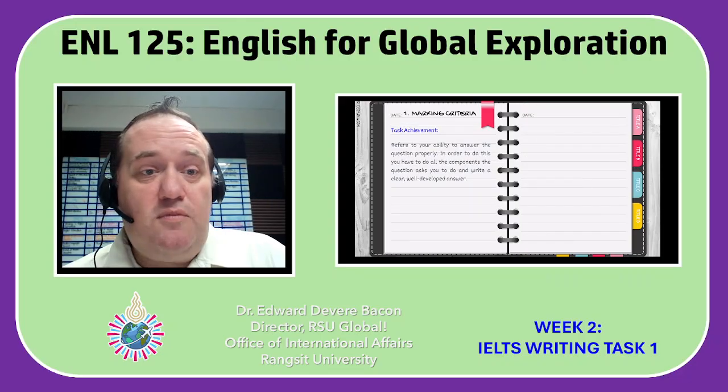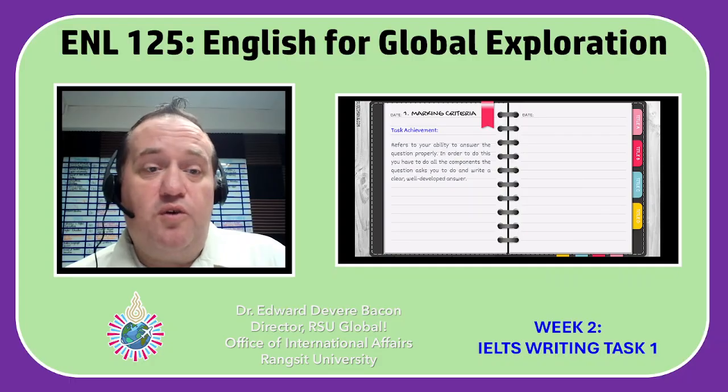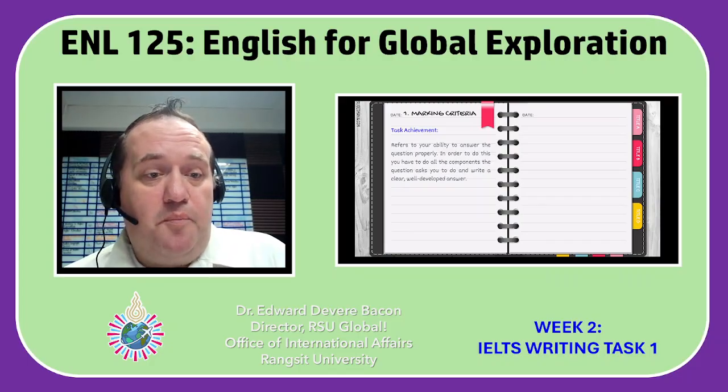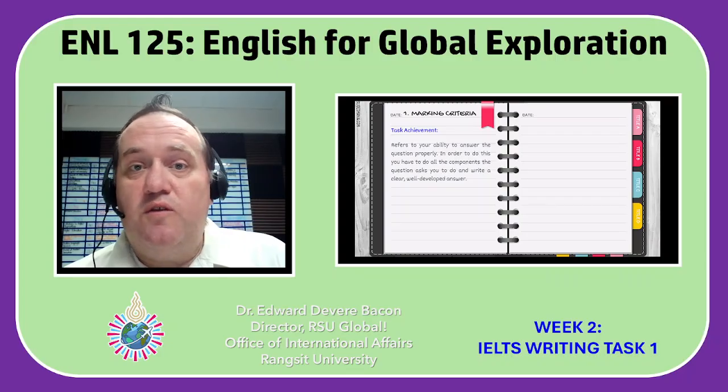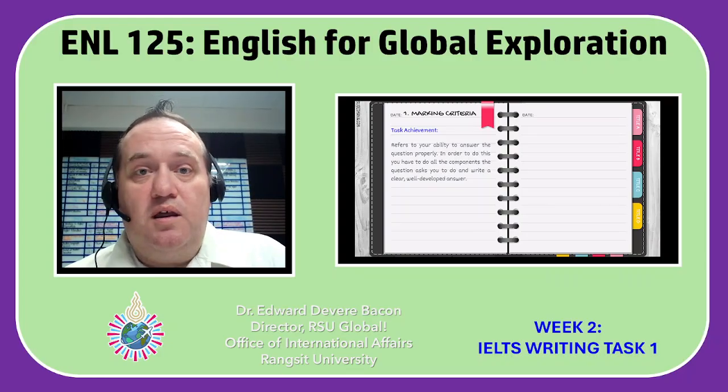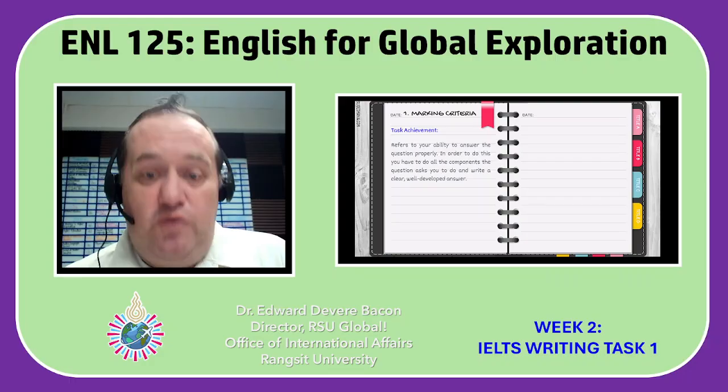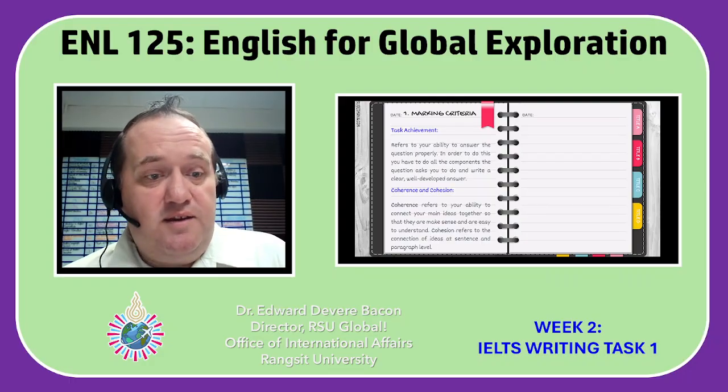Okay. All right, so let's look here. Task achievement. Okay, the first criteria. So this refers to the ability to answer the question properly. In order to do this, you have to do all the components the question asked, and write a clear and well-developed answer. Okay, so they're going to ask you to summarize the information in the visual aid, and make sure you do that.